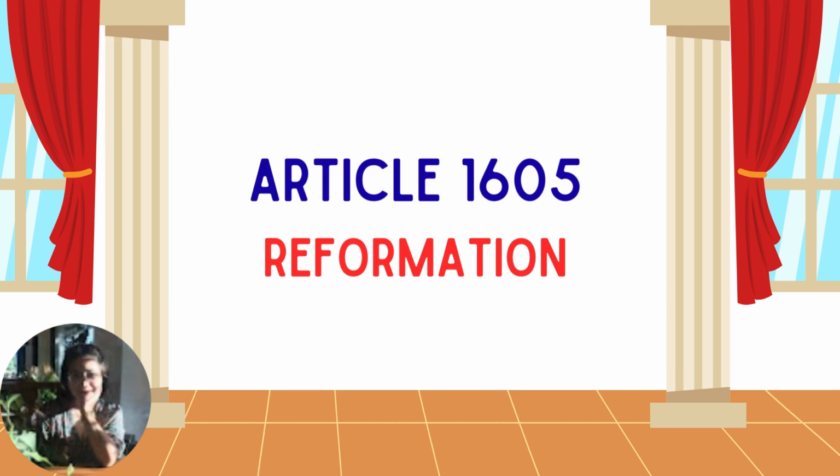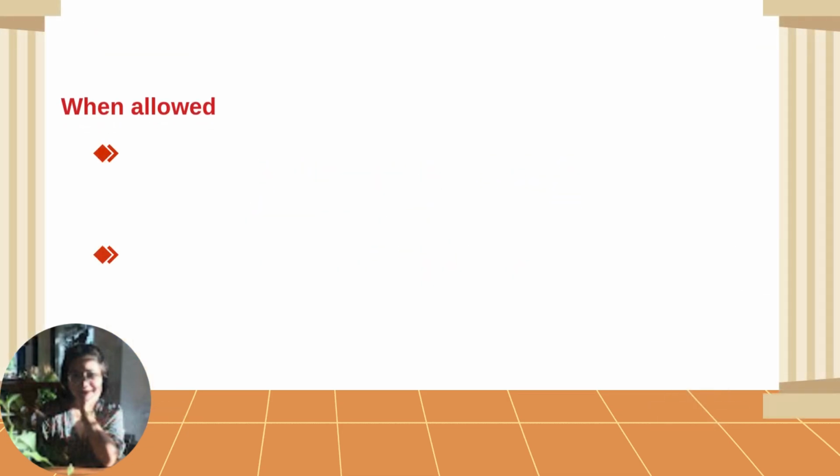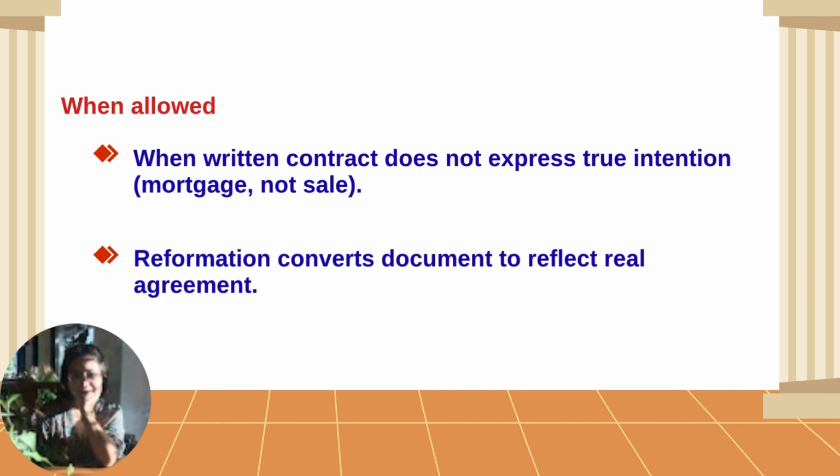Article 1605, reformation. So, the vendor may ask for reformation of the instrument. This article grants the apparent vendor or the seller the right to ask for reformation of the instrument in the cases mentioned in Articles 1602 and 1604. Reformation is allowed when the written contract does not express the true intentions of the parties, which was a mortgage and not a sale. So this action converts the document to reflect the real agreement.